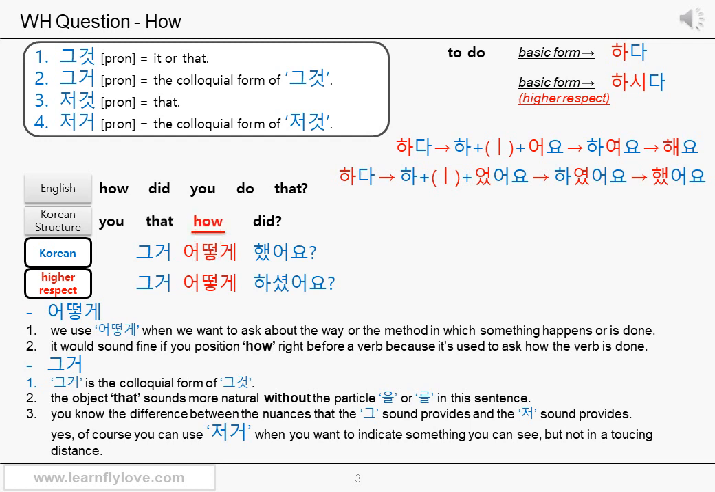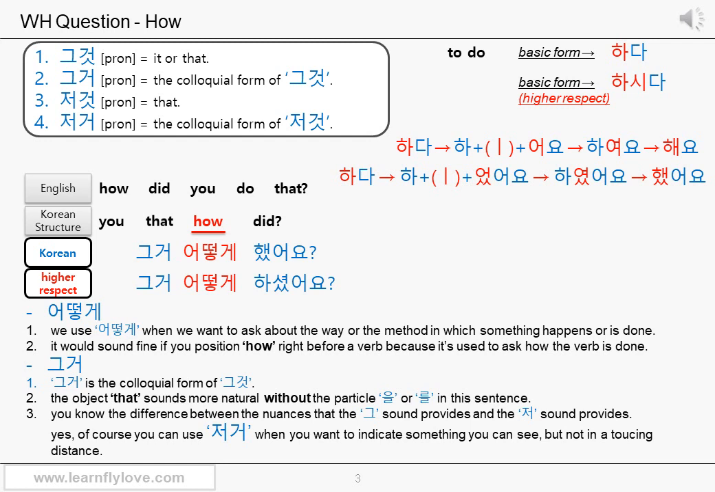Why? Because 어떻게 is used to ask the way or the method, how the verb is done. So if you put 어떻게 right in front of the verb, it should not be a problem. How about the object that? An object must be directly related to the verb too. Yes, that's true, but not as close as how does.